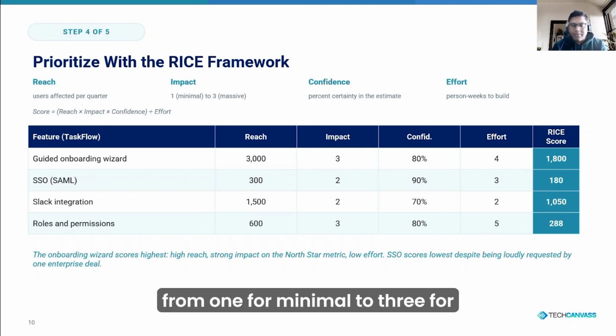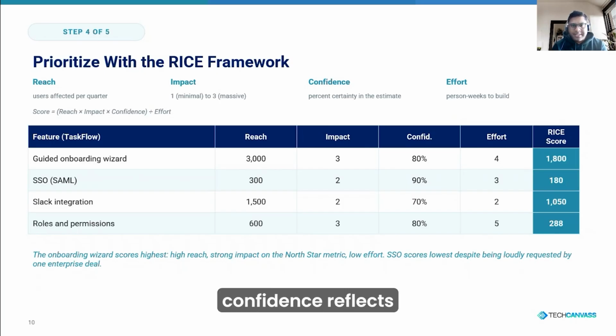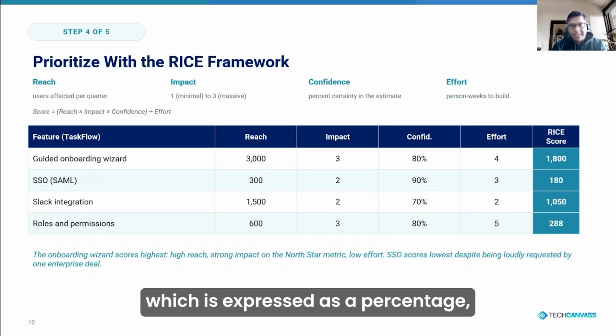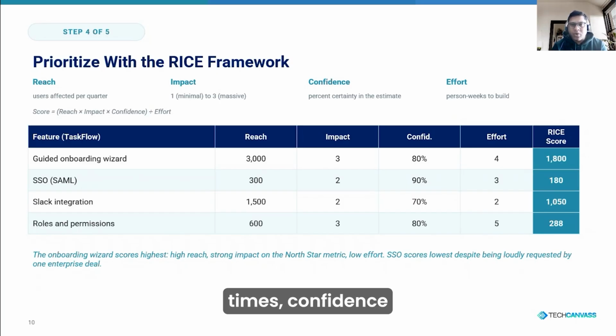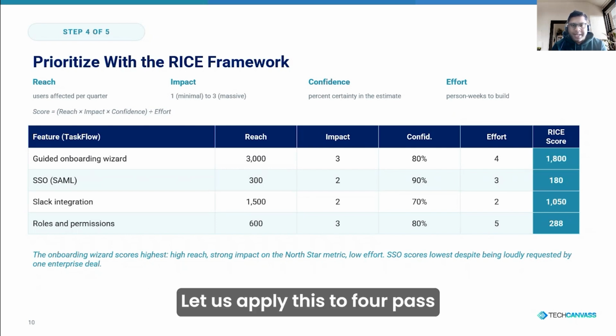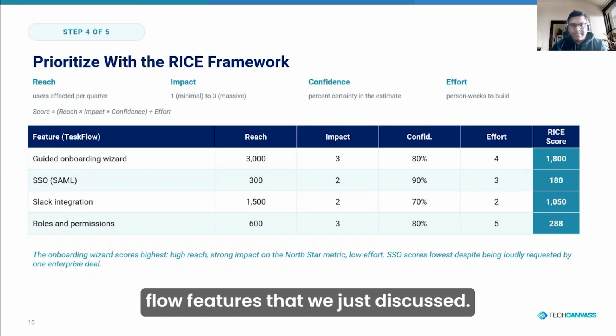typically on a scale from 1 for minimal to 3 for massive. Confidence reflects how certain we are about our estimate, which is expressed as a percentage, and effort represents how much work the feature will require, usually measured in person weeks. The formula is reach times impact times confidence, and the result divided by the effort. Let us apply this to 4 TaskFlow features that we just discussed.